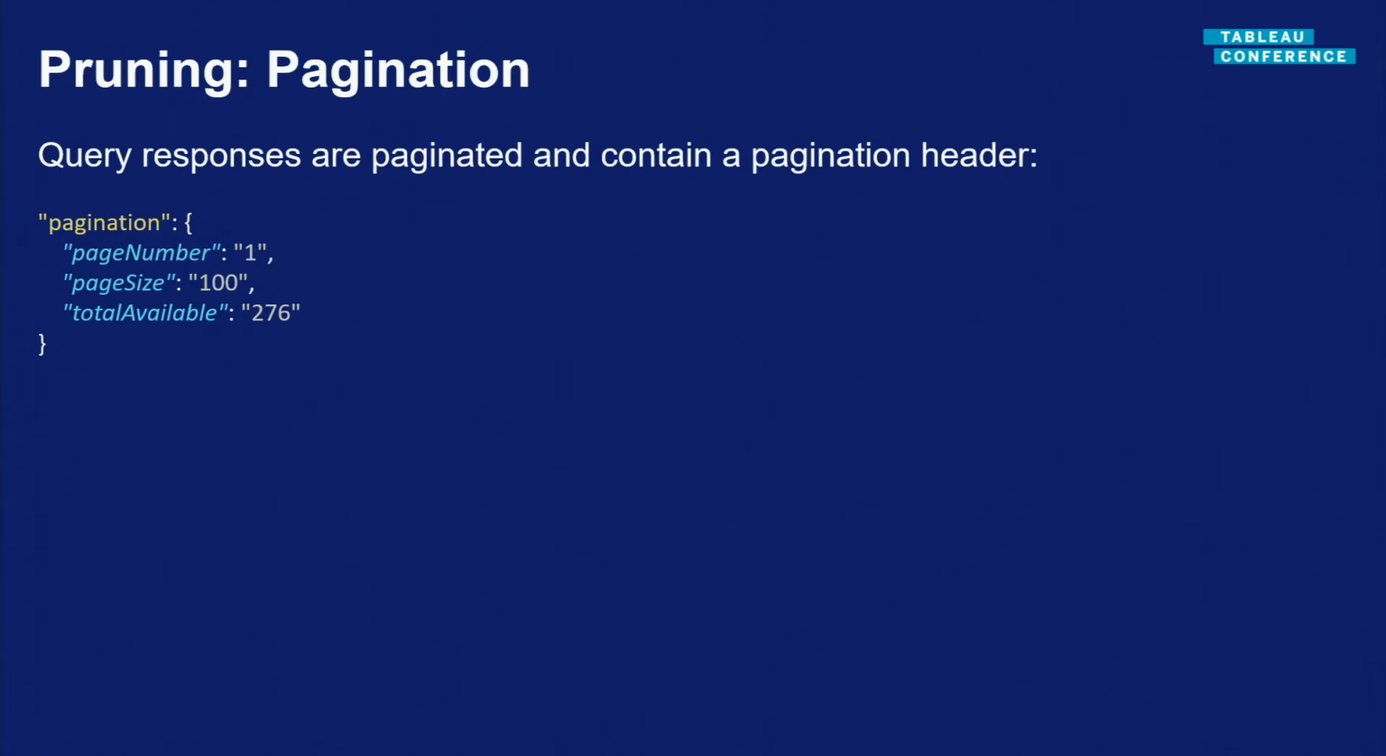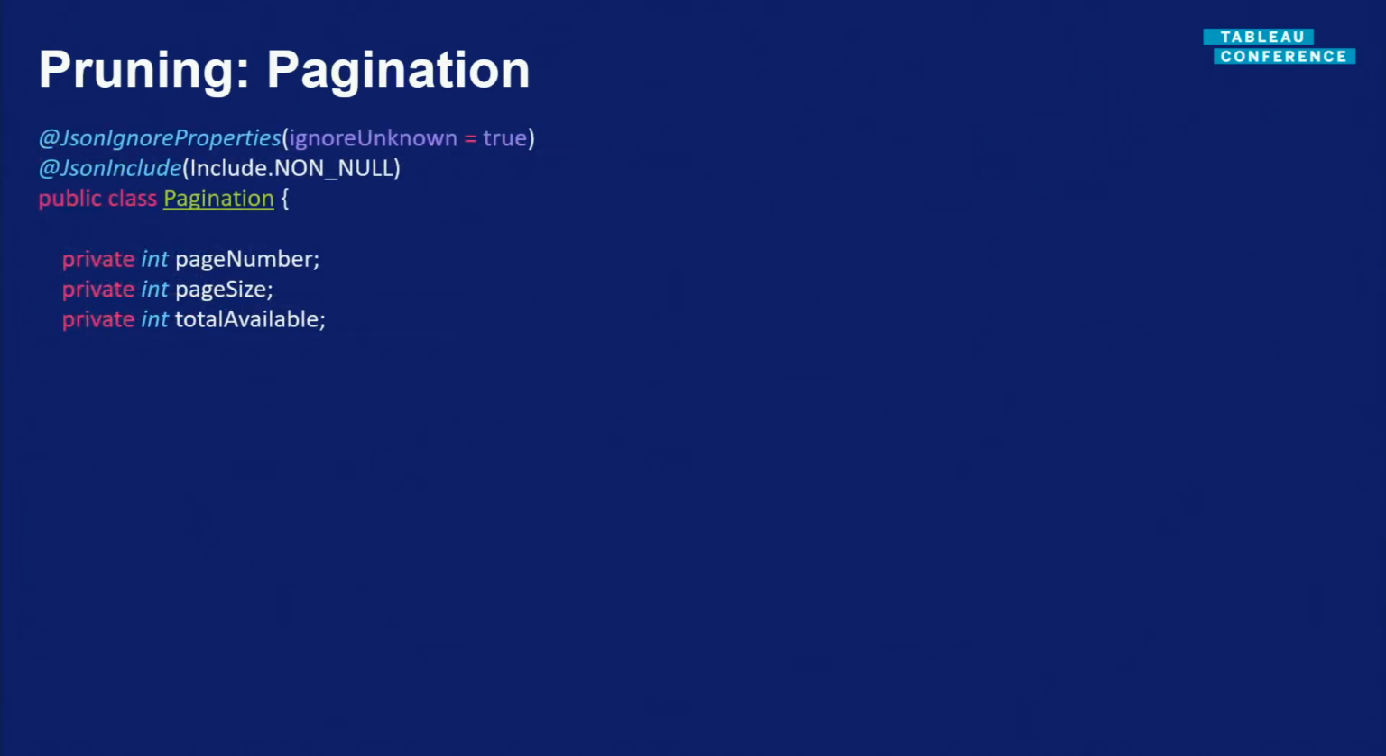So each query response is going to contain a pagination element. Now, this contains the page number. Now, note that this is not zero-based, so it's going to start with 1. The number of items per page, and the total number of items that the query actually returns. We can then use this to page through our result set. And in Java, we'll accomplish this by incorporating a pagination class, properly annotated, into our response classes so we can access this pagination data.